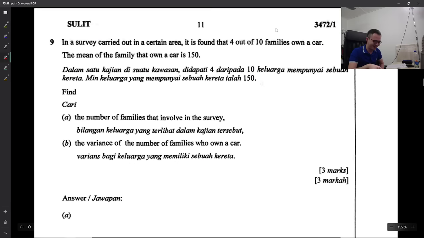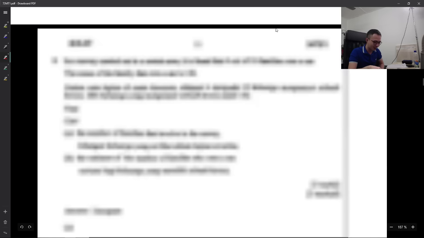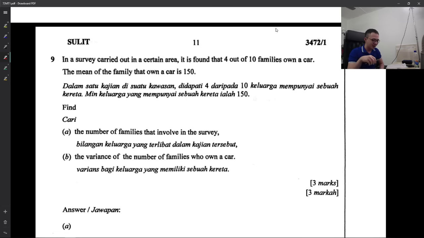Okay, let's have a look at this question. In a survey in a certain area, it's found that 4 out of 10 families own a car. The mean number that own a car is 150. This one is quite easy. Mean is 150 and P is 4/10. Number of families involved in this survey, that means they want to find N, right?